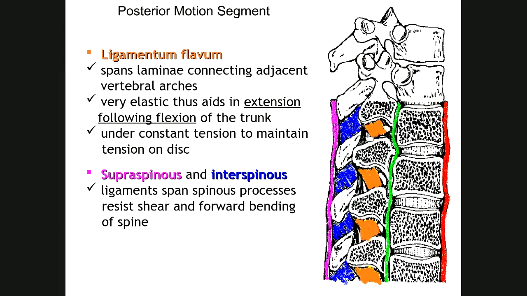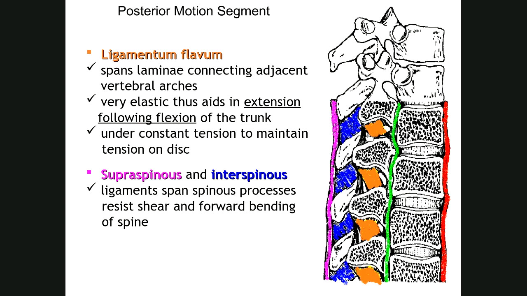I'm not going to pull the spinal cord out. So it's very elastic. It helps in extension following flexion of the trunk. When that patient does a little bit of flexion of the trunk, the ligamentum flavum in between is going to act like a rubber to spring the patient back into that neutral position, into that upright position.